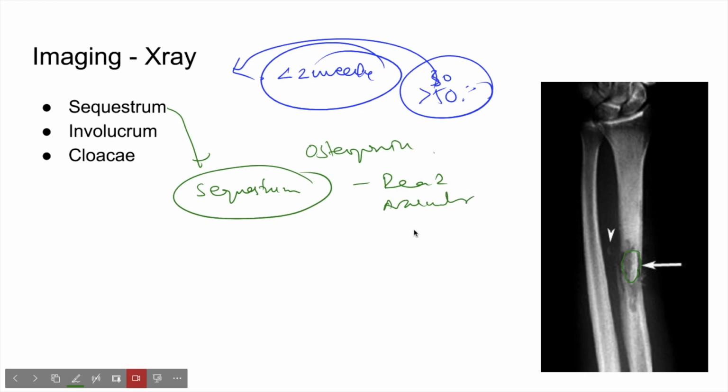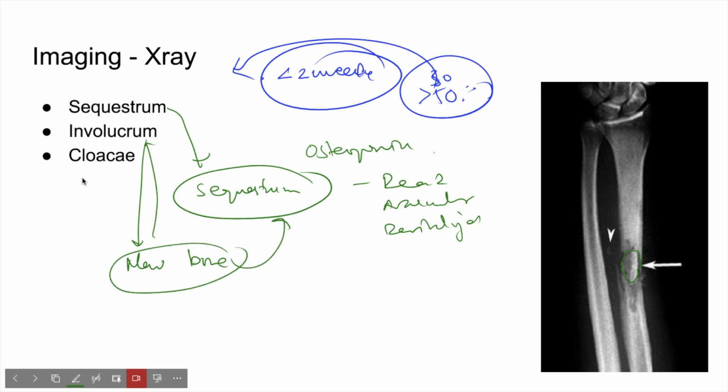a dead, devitalized, avascular piece of bone called a sequestrum, and this forms a nidus for bacteria to grow around it or cause infection around it. Involucrum is the new bone trying to form around the sequestrum. The involucrum has multiple holes in it, which are called cloacae, through which the pus discharge or granulation tissue comes out.